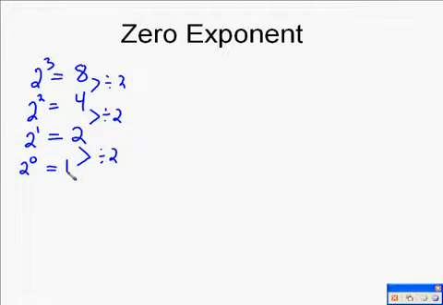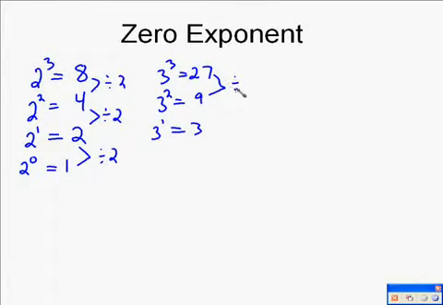You can look at the same thing with the 3s. 3 to the third is 27. 3 to the second is 9. 3 to the first is 3. So when we're doing these, again, you're dropping each exponent by 1, subtracting 1 from the exponent, and you're dividing the answers by 3. So when we divide 3 by 3, we get 1, and we go down 1 in the exponent, we get 0. So it shows again that 3 to the 0 equals 1, looking at these patterns.